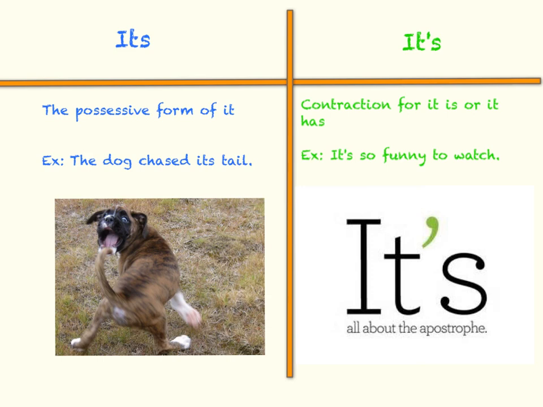Our next example is something that we spoke about a few weeks ago, and that would be the word its, with and without an apostrophe. On the left, you see its without the apostrophe, which is the possessive form of it, and the example at the bottom would be, the dog chased its tail. Notice there's not an apostrophe because then we would confuse it with the its with the apostrophe, which is a contraction. On the right, it's, with an apostrophe, it apostrophe s, would be the contraction form for it is or it has. An example would be, it's so funny to watch, or in other words, it is so funny to watch.